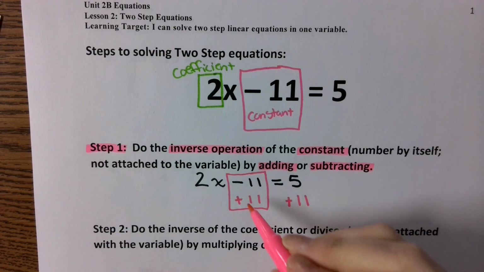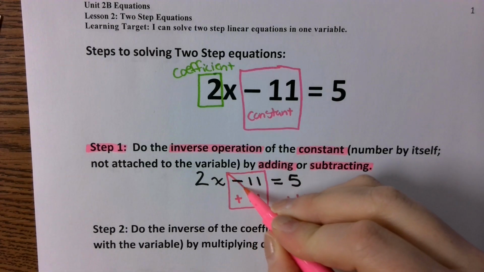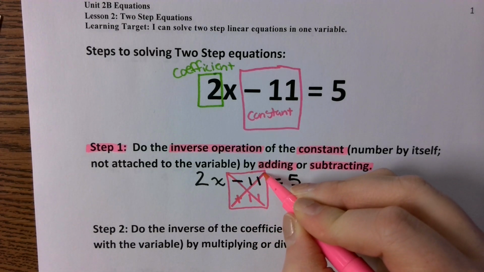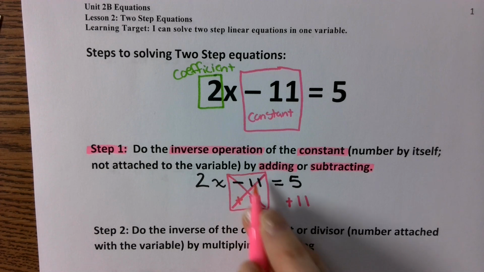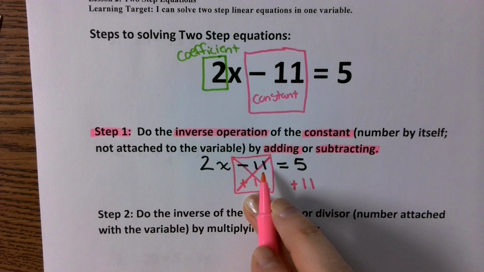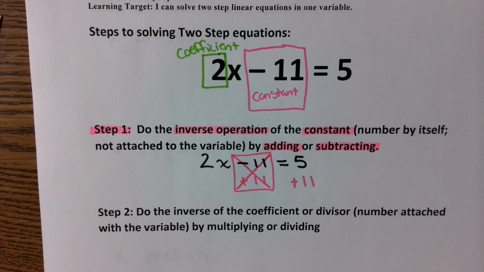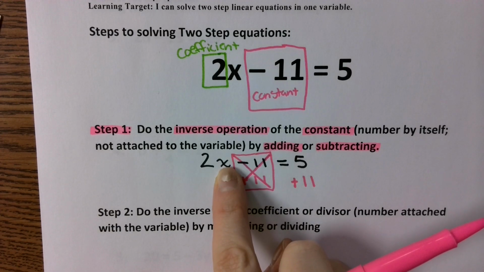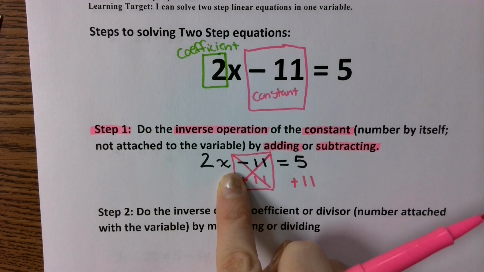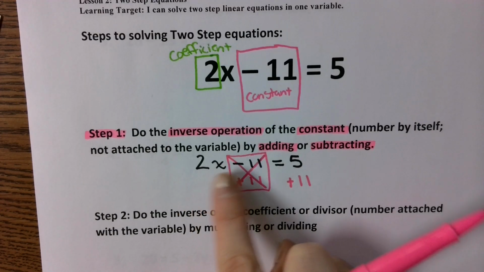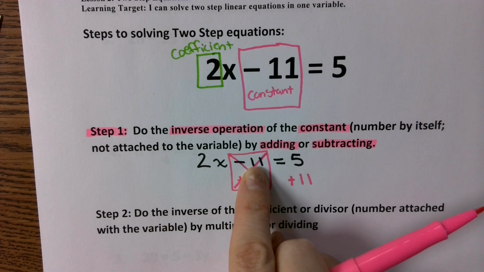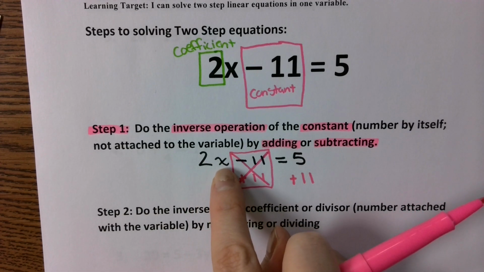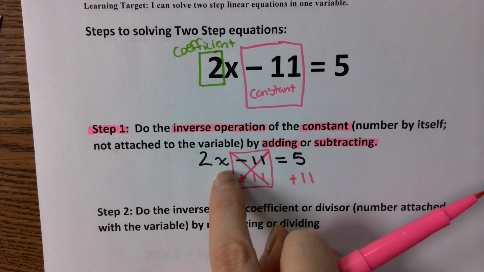So instead of just adding 11 on this side, remember yesterday I told you we're going to box it and cross it? So we're boxing out the information that now is no longer there. Because what is the goal? The goal is to get x all by itself. Right now x has two friends with it. It has a multiplication of 2 and it has a subtraction of 11. We don't want those there anymore. We just want x all by itself.